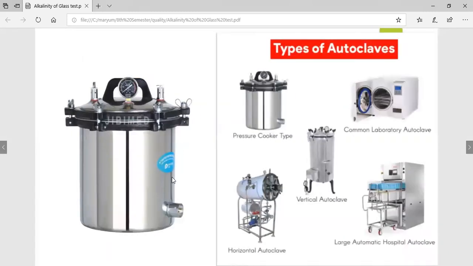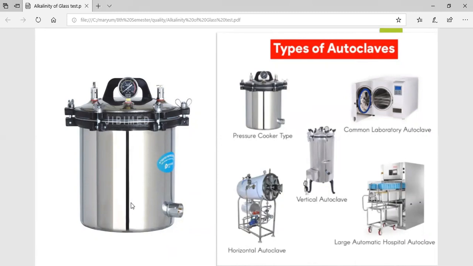So basically autoclaves are used here. I will tell you briefly about the autoclave. An autoclave is basically like a pressure cooker in which you increase the pressure so that the boiling point of the water increases and the temperature gets higher, and the same procedure is done in a small period of time.